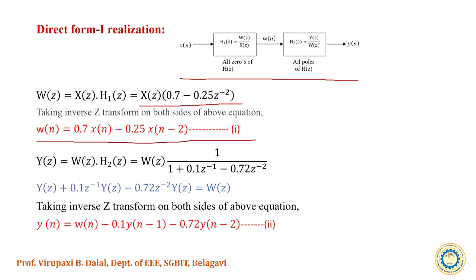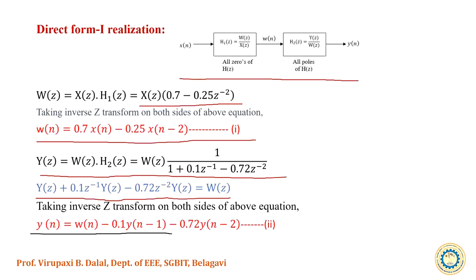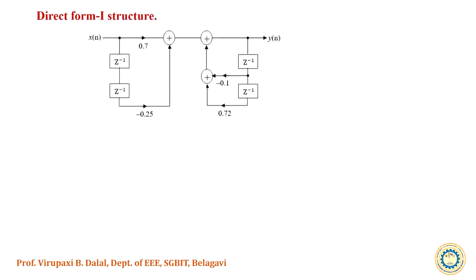Now take the other subsystem, that is H2 of z, for which the input is w of n and output is y of n. Therefore, I can write Y of z is equal to W of z times H2 of z, which is equal to W of z times the poles of the transfer function, that is 1 upon 1 plus 0.1 z raised to minus 1 minus 0.72 z raised to minus 2. Simplifying, Y of z plus 0.1 z raised to minus 1 Y of z minus 0.72 z raised to minus 2 Y of z is equal to W of z. Taking inverse z transform on both sides, we'll get y of n is equal to w of n minus 0.1 y of n minus 1 minus 0.72 y of n minus 2. That is equation number 2. Now, using equation 1 and 2, we can draw the structure.